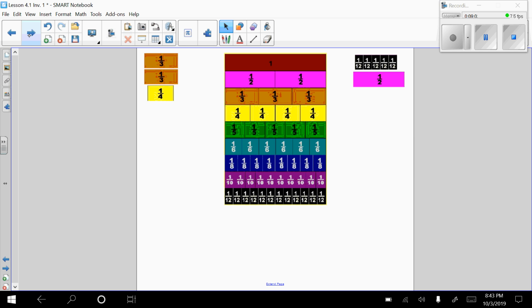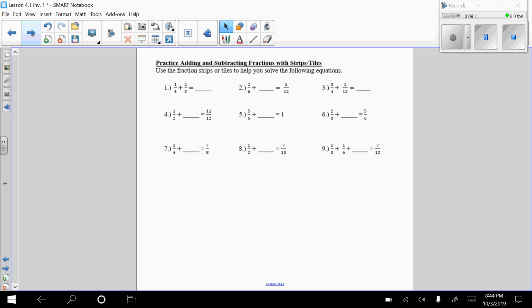We're going to look at another way that you could add these with fraction pieces. We do have the pieces in class if you need to use them so we can practice with them. Here, look at number 1 in your book. It says 1/4 plus 2/3.